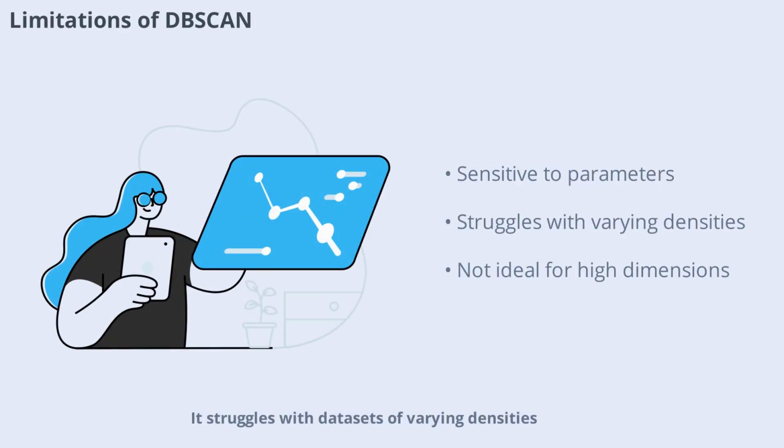It struggles with datasets of varying densities, as a single epsilon value may not fit all clusters. It can also be sensitive to parameter selection, and performance may degrade with high-dimensional data. Understanding these limitations helps us choose the right clustering method for each problem.